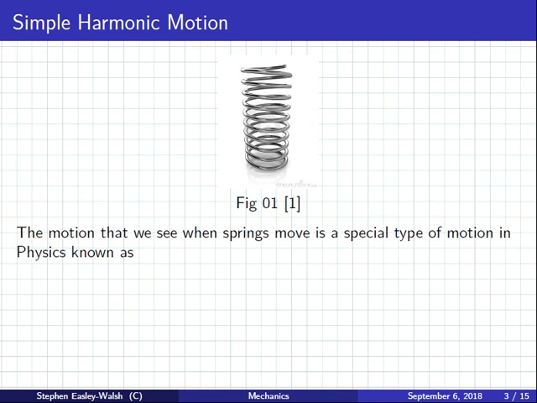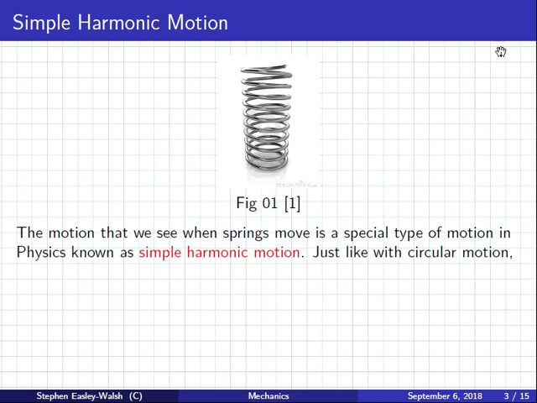So this motion, we see this motion in physics. It's a special type of motion. It's called simple harmonic motion. It's motion like this, up, down, up, down, up, down, or left, right, left, right, left, right. This is simple harmonic motion. What's wrong? It's okay?